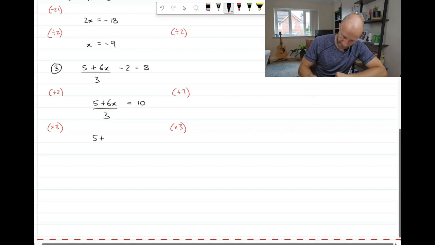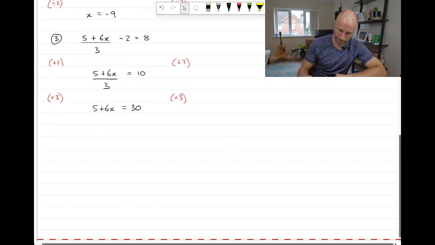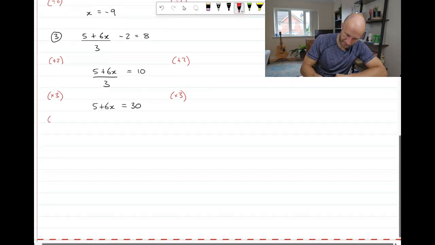So I'm going to get 5 plus 6x on the left when I times by 3, but I've got to balance by timesing the right hand side by 3, so that's 30. And then minus the 5 from both sides to give me 6x equals 25, and then divide both sides by 6 to get rid of the 6 multiplying the x.